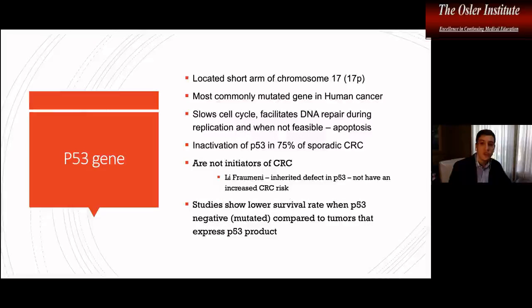The P53 gene is located on the short arm of chromosome 17. It's the most commonly mutated gene in human cancer overall. It slows the cell cycle. It facilitates DNA repair during replication. And when repair is not feasible, it is what helps to induce apoptosis. Inactivation of P53 is found in 75% of sporadic colorectal cancer, just like APC.